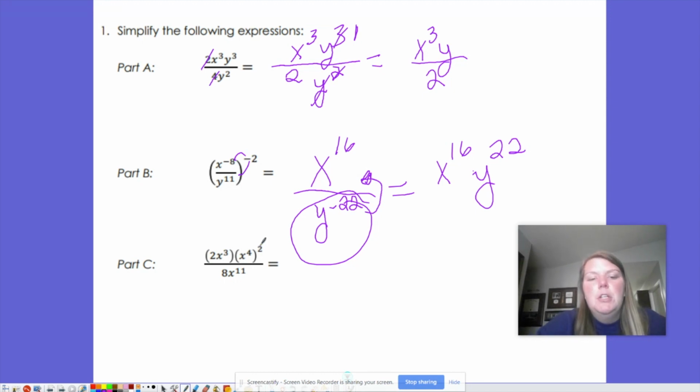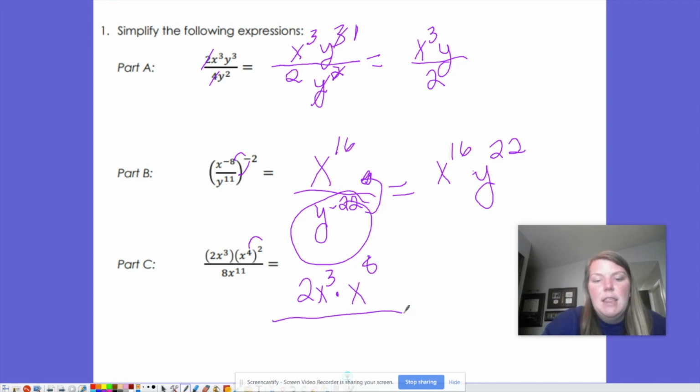And then part C is more of a multi-step problem. So the first thing I want to do is apply this 2. That 2 is only being applied to the x to the 4th power. So if I simplify that, I still have 2x to the 3rd times x to the 4th squared. We multiply those exponents to get x to the 8th, and then 8x to the 11th.